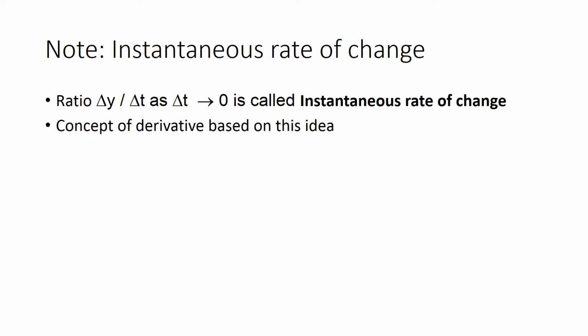Now, if you want to study changes over time, then the change in time can be very small. If the change in time tends to 0, we call it the instantaneous rate of change. The concept of derivative is based on this idea.